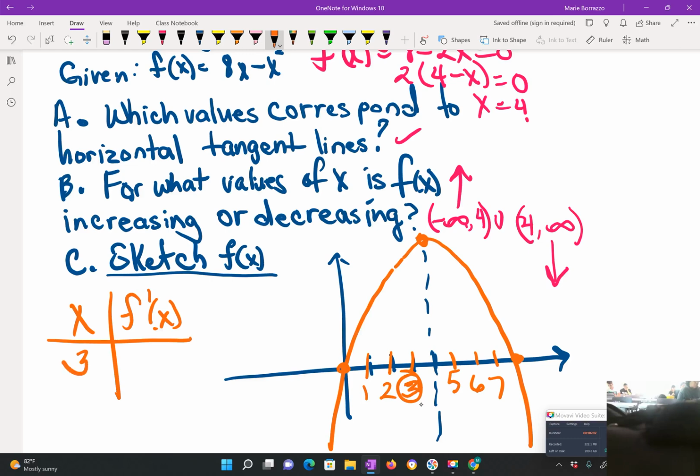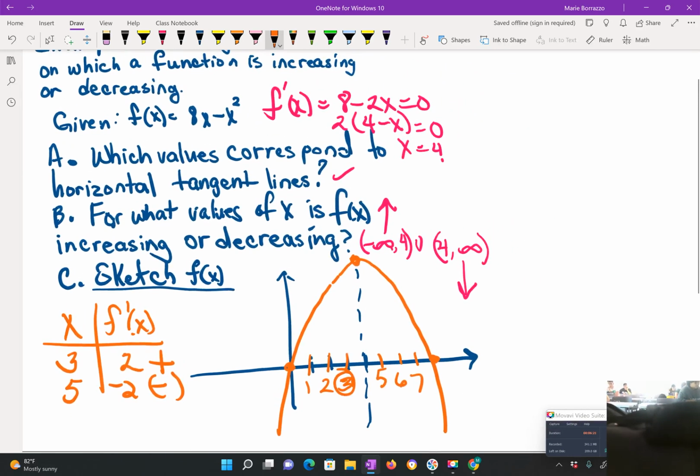So if I choose 3 as a test point, I throw it into the equation, I get a result of 2, which is positive, meaning that it's increasing. If I chose the 5 instead, then I notice that I get a -2, and this is obviously negative.